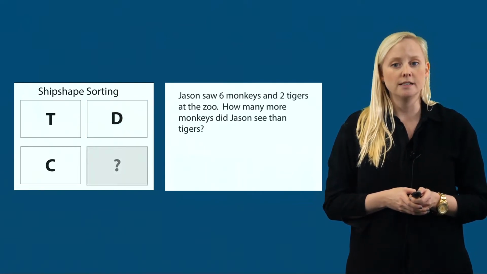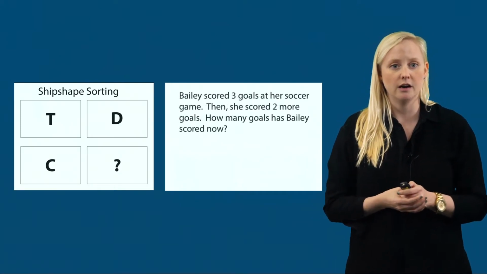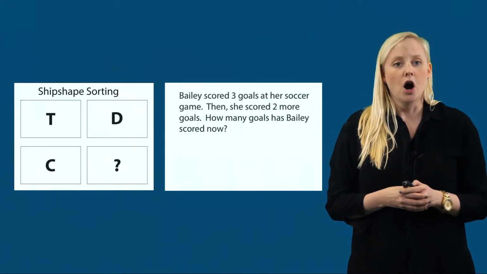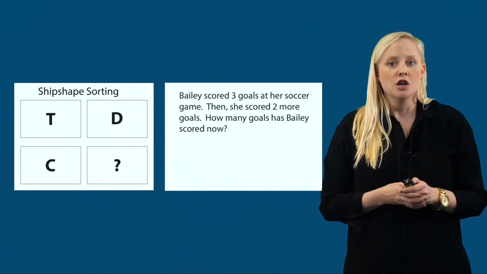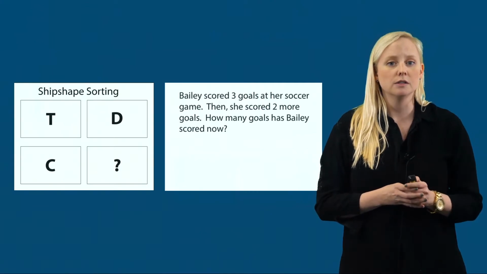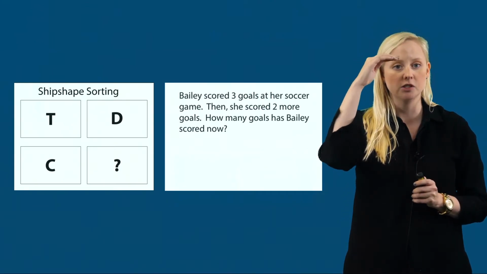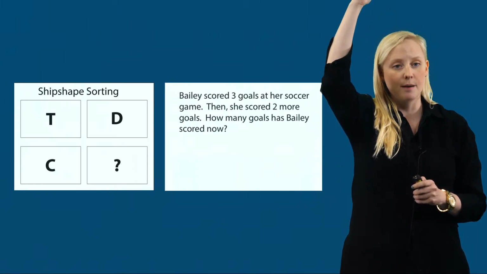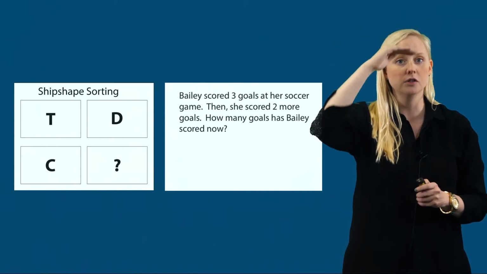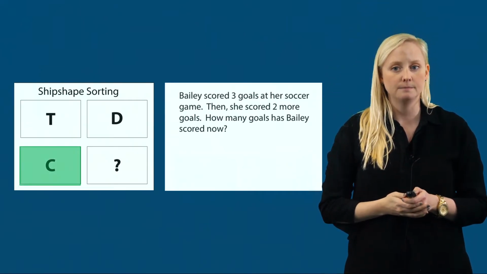Lastly, we have an example of a change sorting card. Here, our card says, Bailey scored 3 goals at her soccer game. She then scored 2 more goals. How many goals has Bailey scored now? Here we have a start amount, which is the 3 goals that Bailey scored. And here, there's a change that happens. She scores more goals. Her amount is increasing. So this would be an example of a change problem.